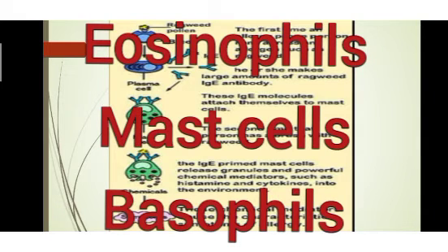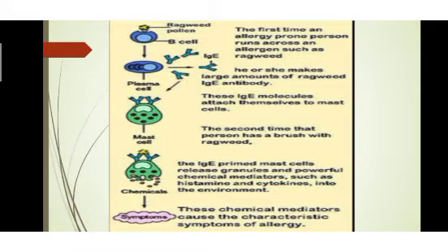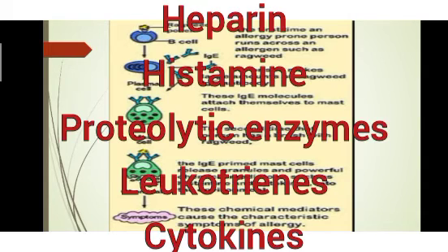basophils. When antigens such as pollen, venoms, fungus spores, dust mites or pet dander bind with the Fab portions of the IgE attached to the cell, the cells degranulate and release factors like heparin, histamine, proteolytic enzymes, leukotrienes, and cytokines.